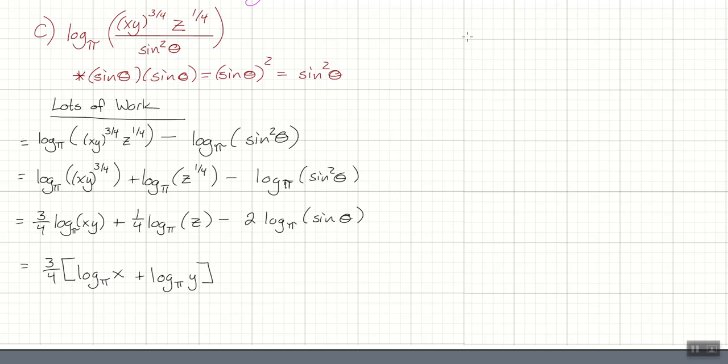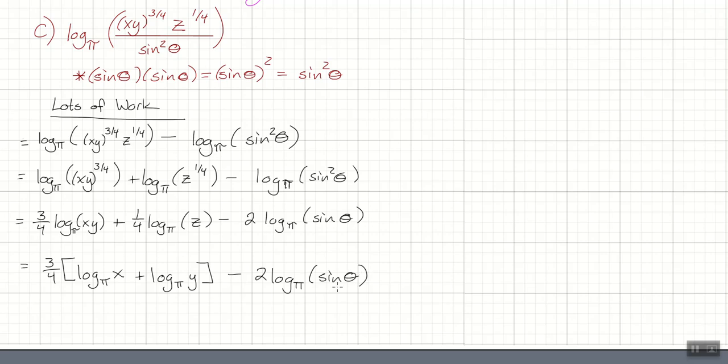I'm using the fact that I know (ab) to the x becomes a to the x, b to the x. I'm using that exponent property. Only works if there's no addition or subtraction. Issues with that? Are we cool? I mean, I know I'm cool, but are you cool? Cool. Did I say it? Oh, thank goodness. Minus 2 log pi sine theta.